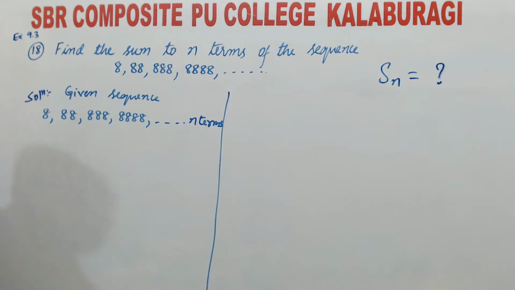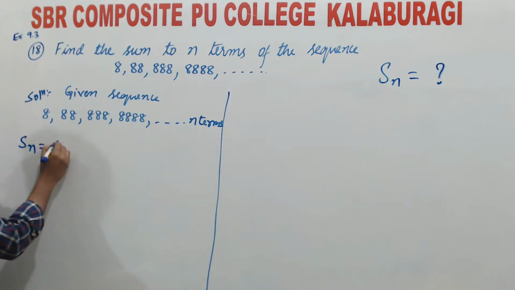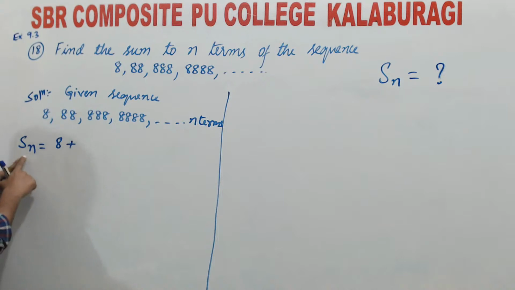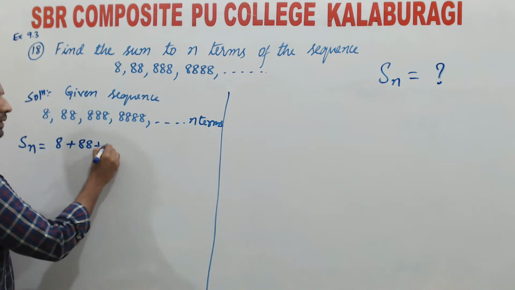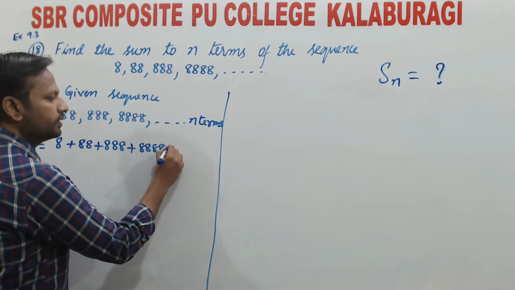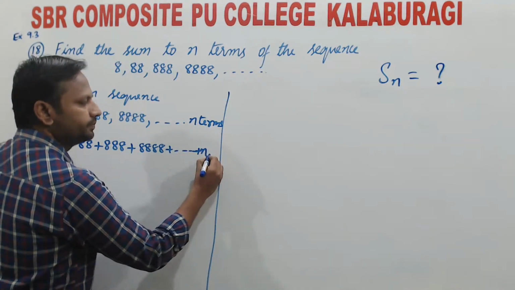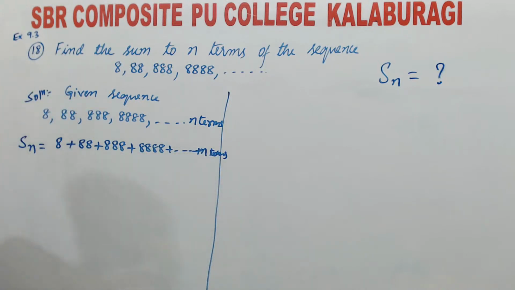So let us move on to solve this problem. I have to find the sum to n terms, which means I should find Sn. As we know, this is the sequence. If I take the sum, it looks like this: Sn equals 8 plus 88 plus 888 plus 8888 plus so on up to n terms. Now, I told you it is neither AP nor GP. We have to go with a particular procedure here. What is the procedure? Let's see.